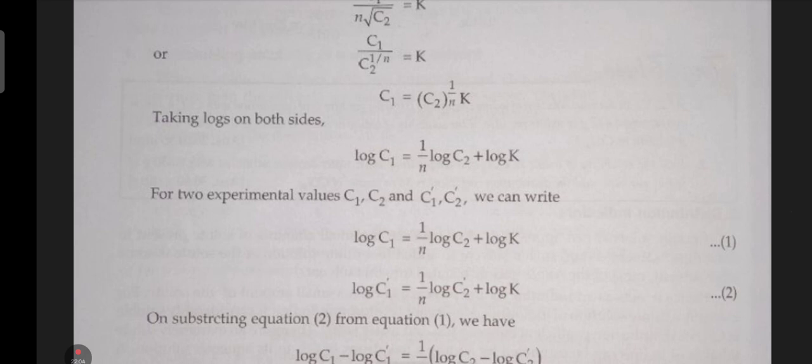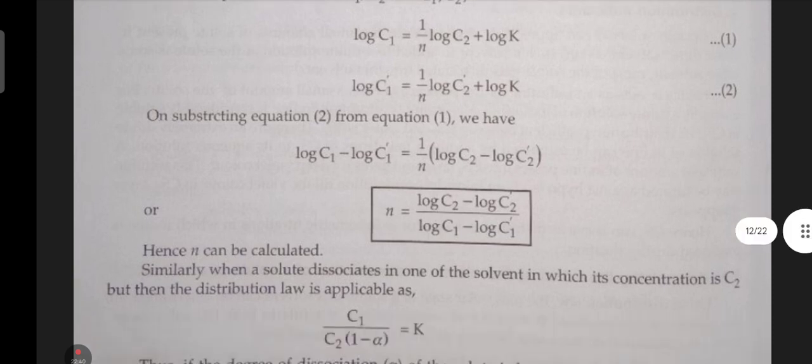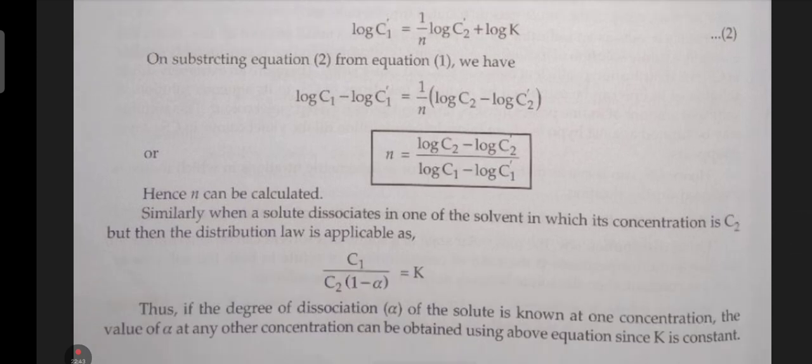For two experimental sets of values, C1, C2 and C'1, C'2, we can write log C1 is equal to 1 by n log C2 plus log K, and log C'1 is equal to 1 by n log C'2 plus log K. On subtracting equation 2 from equation 1, we have log C1 minus log C'1 is equal to 1 by n, which is common, times log C2 minus log C'2. We can find the value of n by applying the mathematical operation, hence n can be calculated.